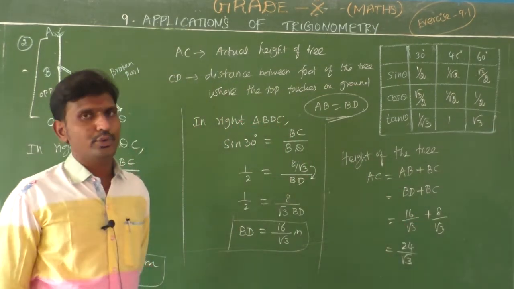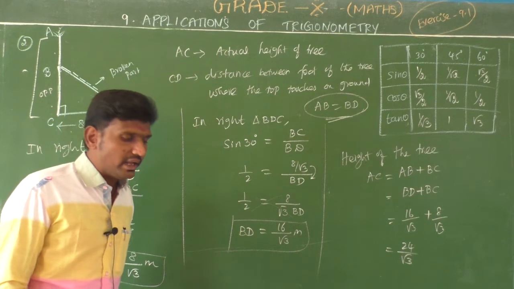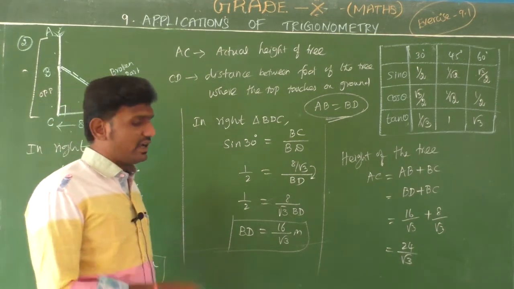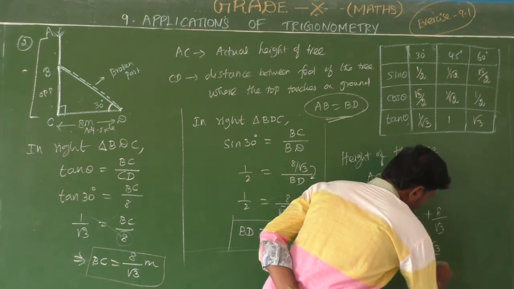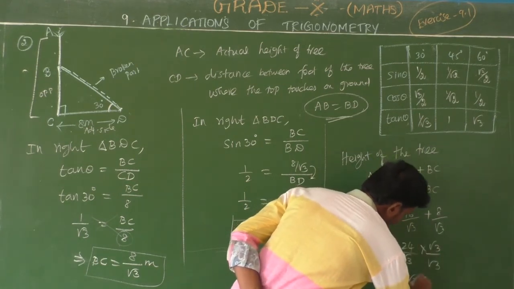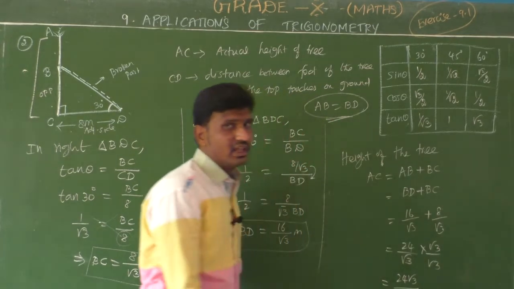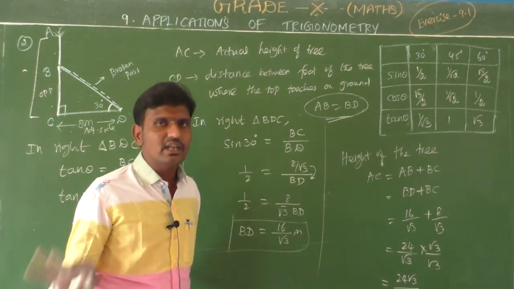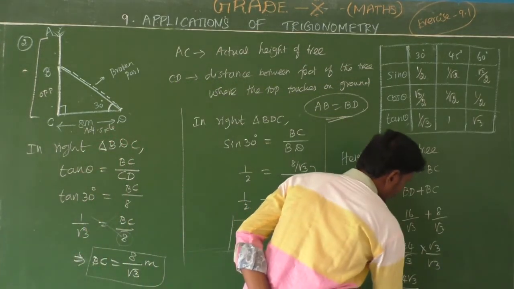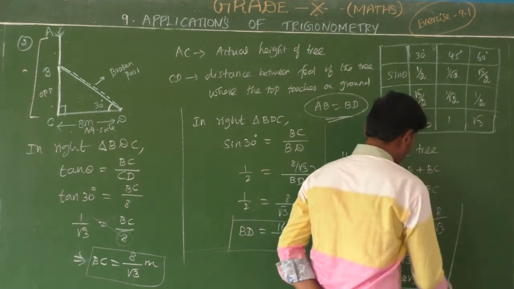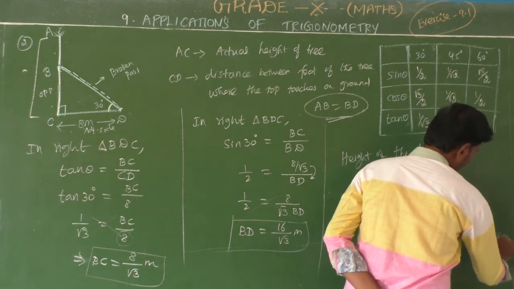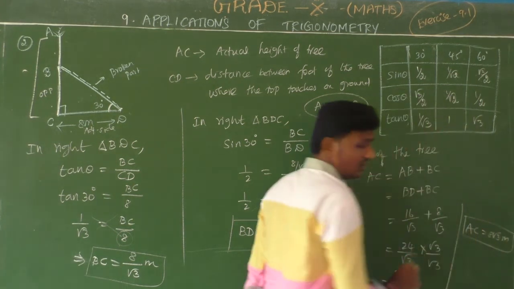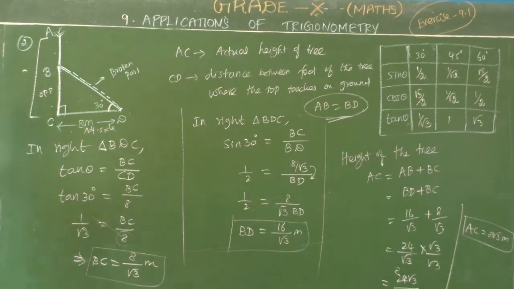24 by root 3. So for that I am going to take a conjugate factor. What will come? Multiply and divide by root 3. It will come 24 root 3 by root 3 into root 3. What will come down? The square root will be cancelled, so 3 only is coming. 1 3s are 3, 8 3s are 24. Now the actual height of the tree is 8 root 3 meter. What is the actual height of the tree? 8 root 3 meter. It is a 3-mark question.